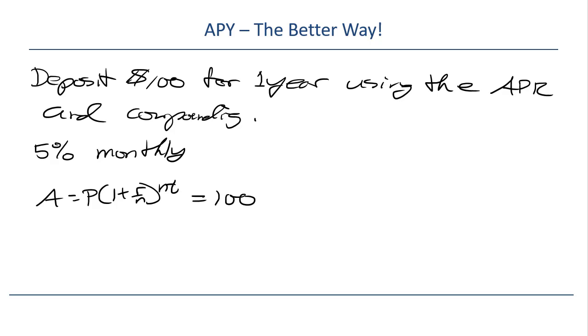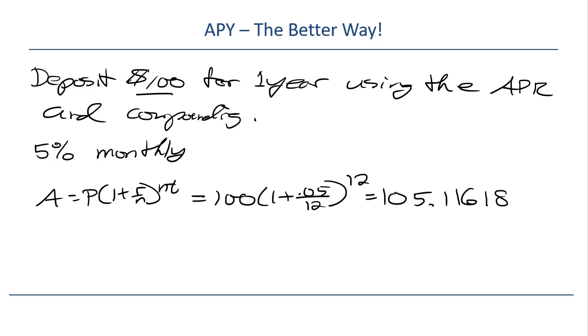So 100, remember, for our principal is always going to be 100. 1 plus our interest rate, our compounding of monthly, which is 12. And then we do it for 1 year, so T is always 1. So we just simply raise this to 12. You plug that into your calculator, and you get a number. And if you want to try it yourself, the number you should get is 105.1161898.